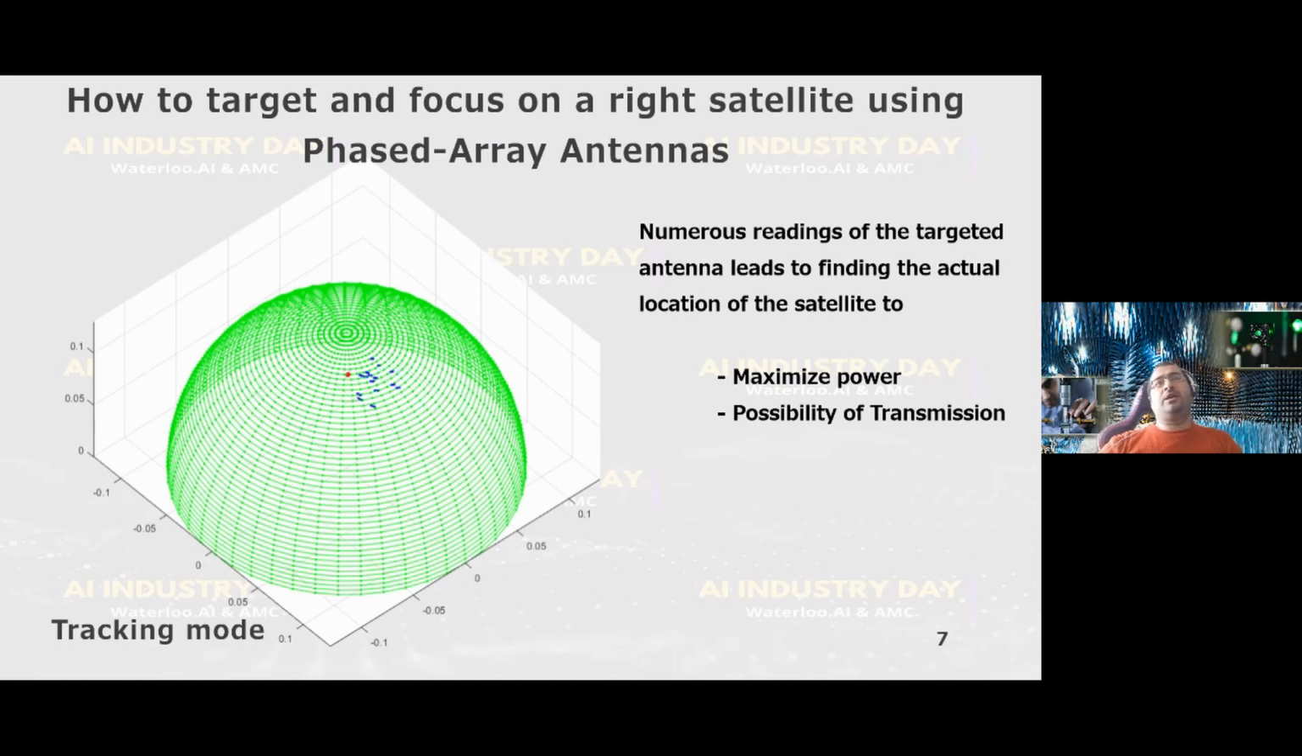And that is done using a lot of artificial intelligence. So as you can see here, we have 10, 20 readings of the received power, and these are the blue dots that you see here. And based on these received power readings, we can predict where the satellite is, and then focus on that point and make sure that we get a correct and high-powered signal.